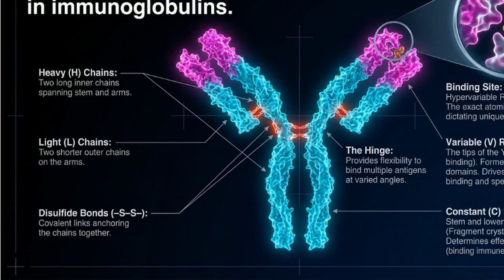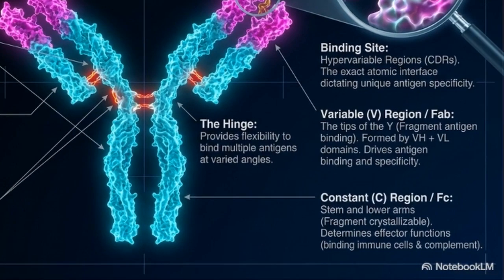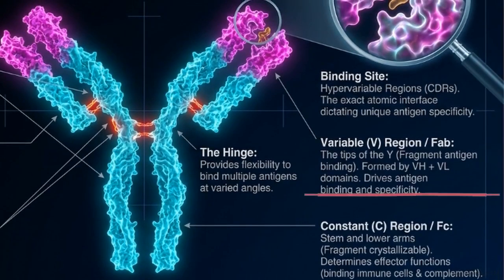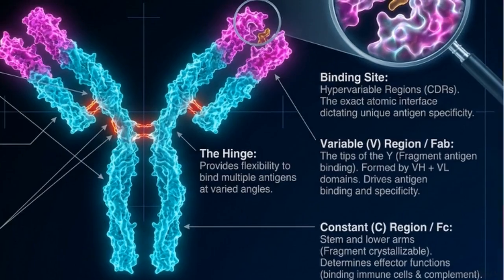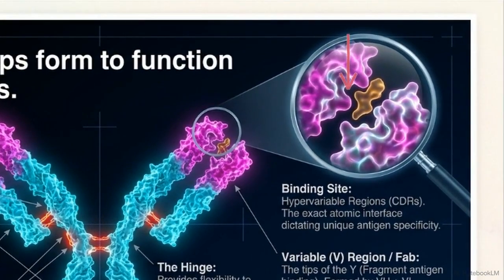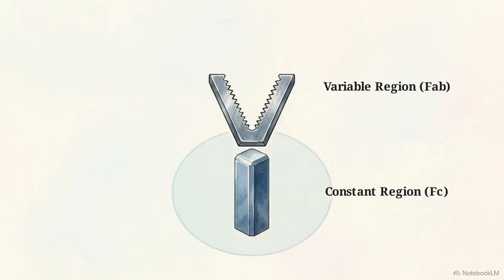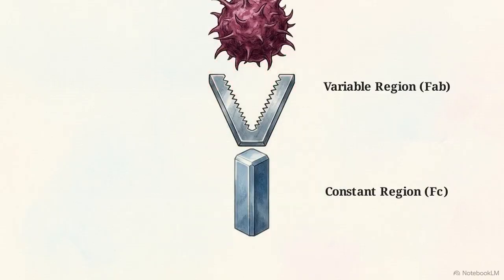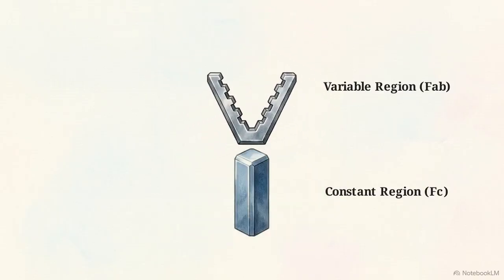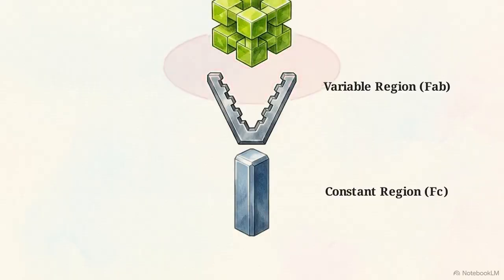Functionally, the molecule is split into 2 regions. The constant region at the base dictates how the wider immune system will respond, while the variable region at the tips determines the antibody's binding specificity. At the extreme tips of these arms lie the hypervariable regions. These small domains provide the exact atomic interface required for unique complementary binding to an antigen. This physical modularity allows the antibody to maintain a stable, uniform core structure, while continuously swapping out the extreme tips to bind virtually any pathogen in existence.